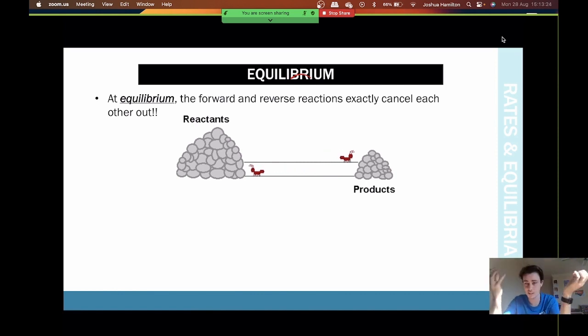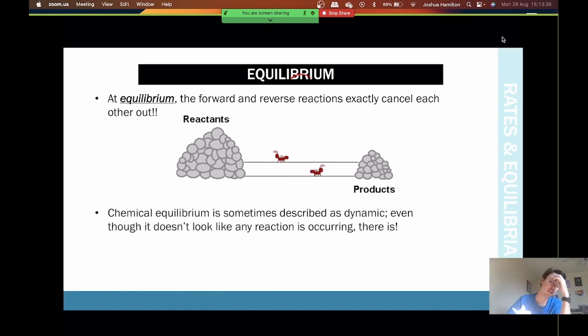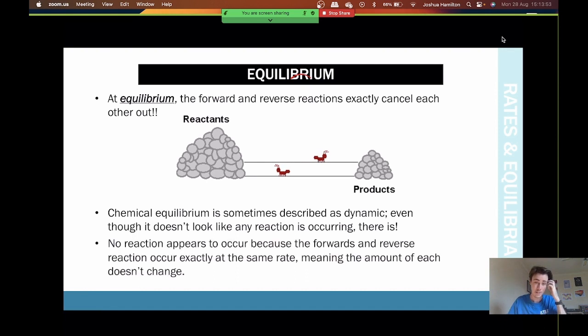So it looks like nothing is happening. If you look at just the amount of reactants and the amount of products, it looks like nothing's happening. In actual fact, there is still the reaction going on. It just appears like nothing is happening. And that is why we call it a dynamic equilibrium. It's something you do need to be able to define. What you're saying is that the forward and back reactions are occurring at the exact same rate, and therefore it appears like nothing is happening.